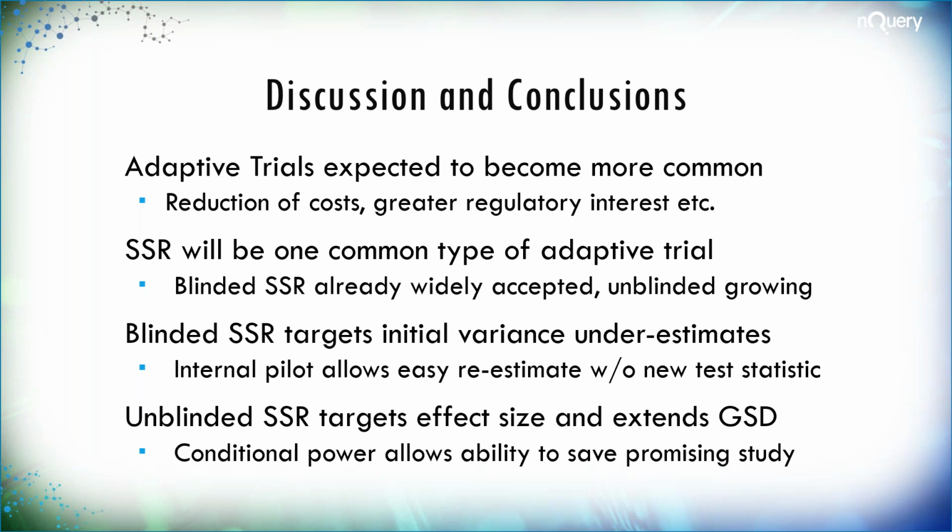Whereas unblinded sample size re-estimation targets the unblinded effect size and can be considered an extension of the group sequential design. And thus, the additional logistical issues that come with group sequential designs are included within an unblinded SSR design. And conditional power is being used in unblinded sample size re-estimation as our ability to define those studies worth investing that extra money involved in recruiting the additional sample size.